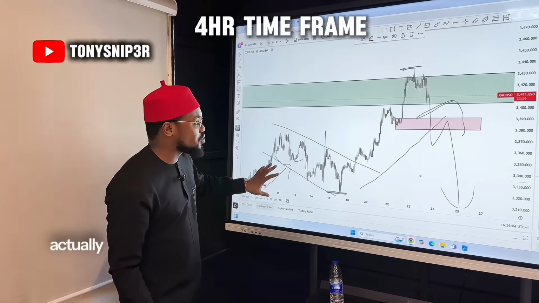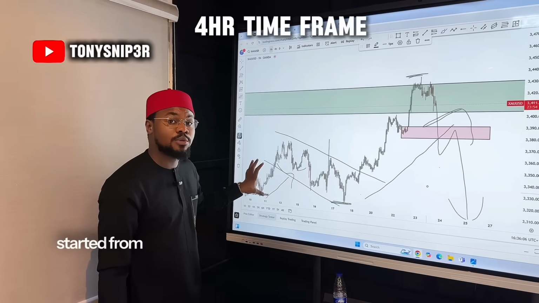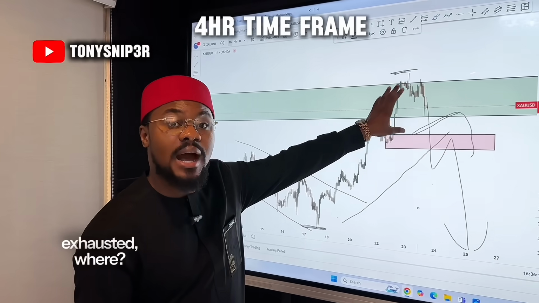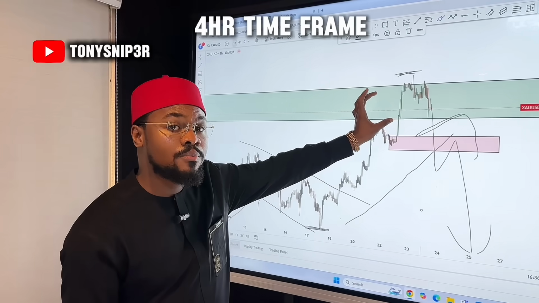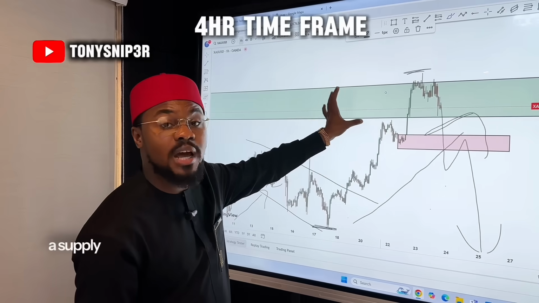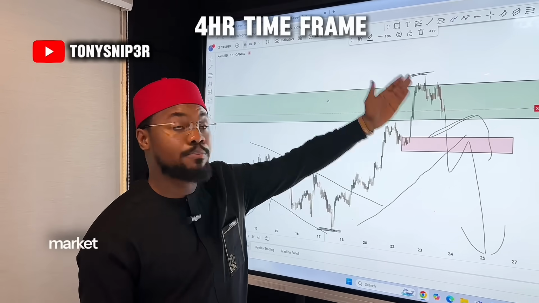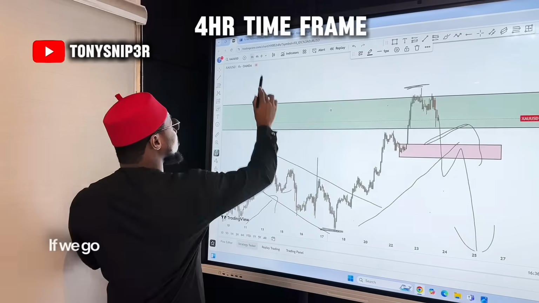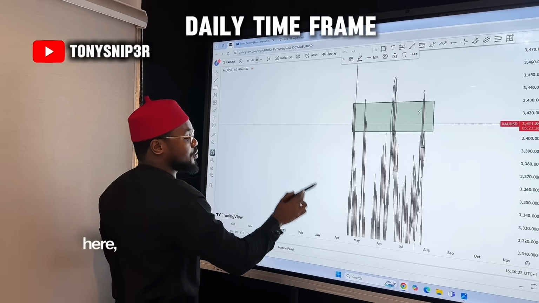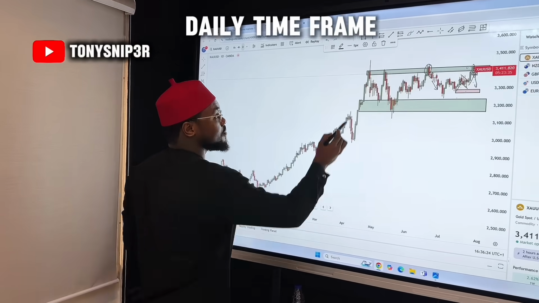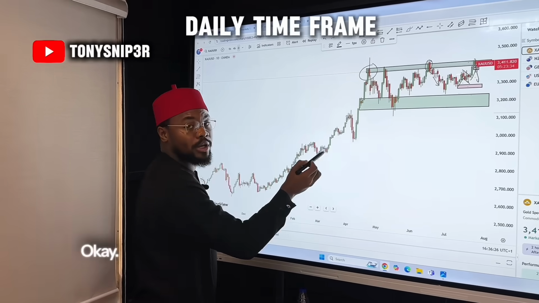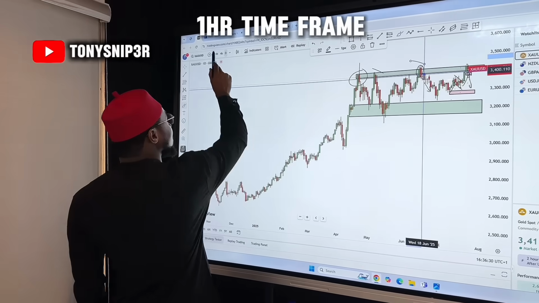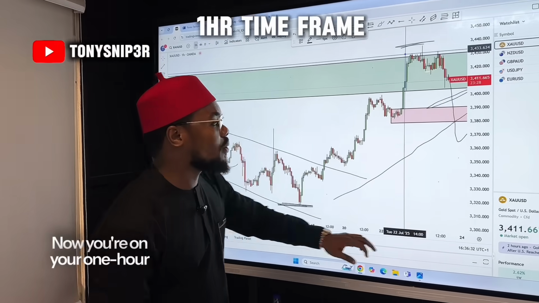Remember, this market was bullish because the trend started from the 4-hour. Now that trend is currently exhausted where? At a resistance level. Now at this resistance level, a supply zone was maybe found here. That was why the market pushed back. Of course, when we go back to the daily, I'll show you the supply candle. If we go back to the daily time frame here, you can actually see the supply here. This is the supply. Okay, that is always pushing the market every time the market comes close to this level. Now let's go back. Now you're on your 1-hour time frame.